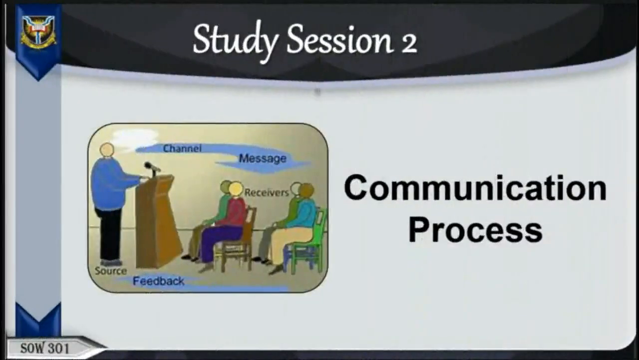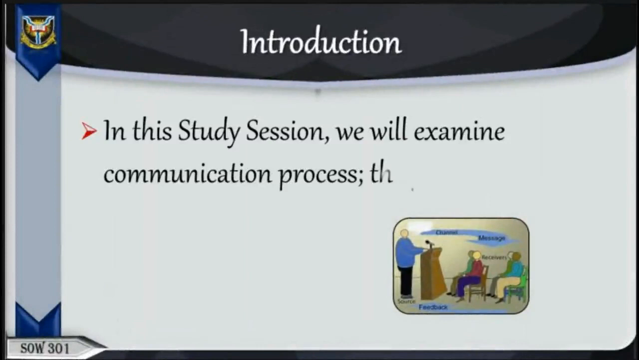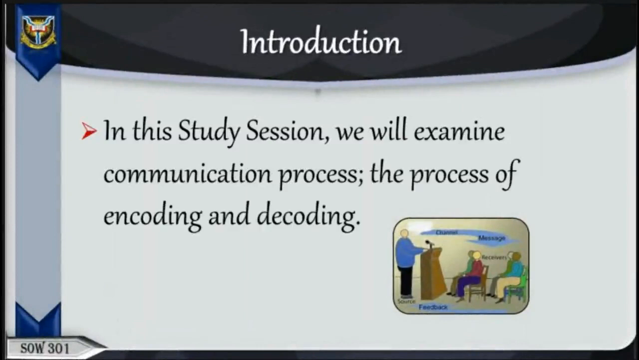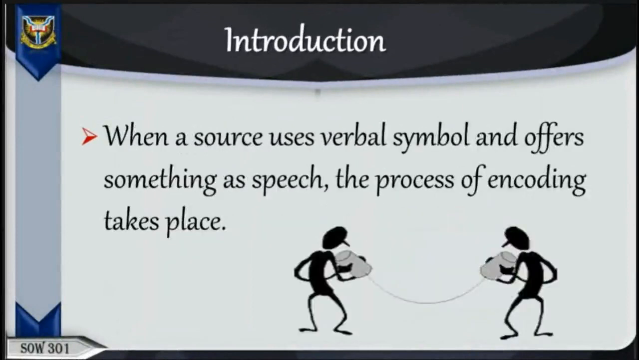Communication Process. Introduction. In this study session, we will examine the communication process, the process of encoding and decoding. Encoding is the process in which the source's message or purpose is expressed in the form of a message. When a source uses verbal symbols and offers something as speech, the process of encoding takes place.